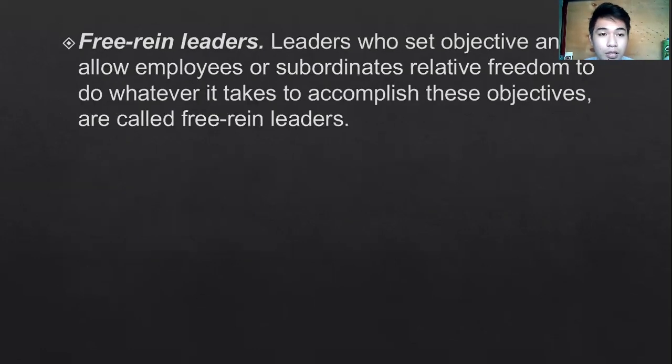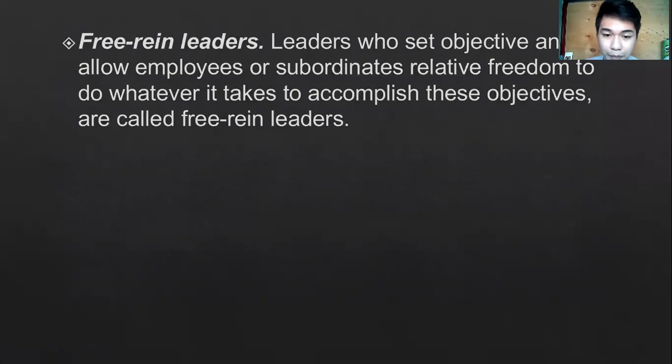Next one is free reign leaders. Leaders who set objectives and allow employees or subordinates relative freedom to do whatever it takes to accomplish these objectives are called free reign leaders. This leadership style is most applicable to certain organizations manned by professionals like doctors and engineers. An example is the engineering department of a university that is headed by a dean.